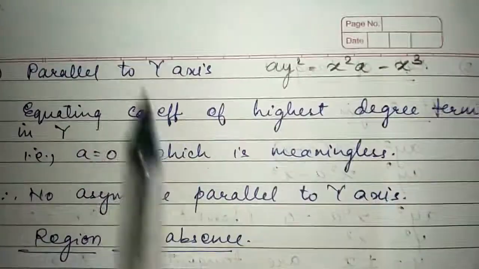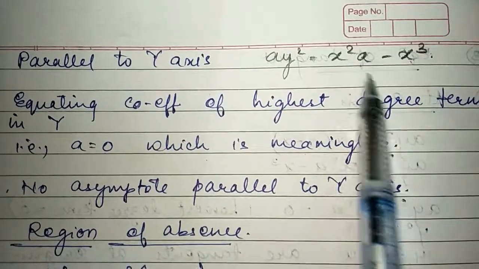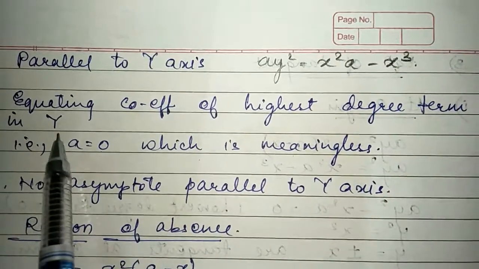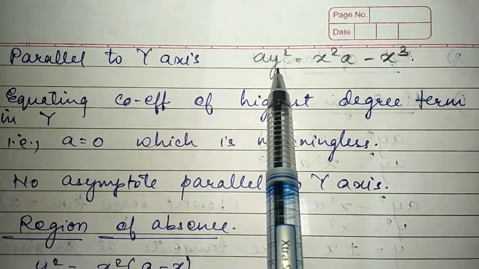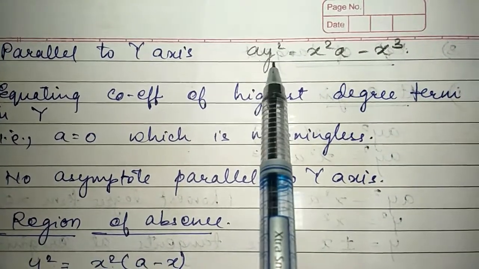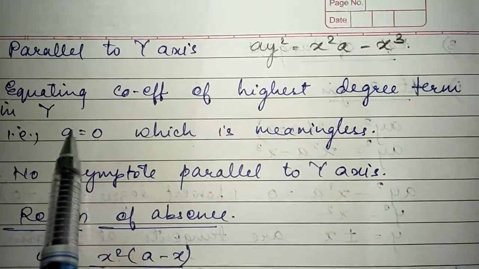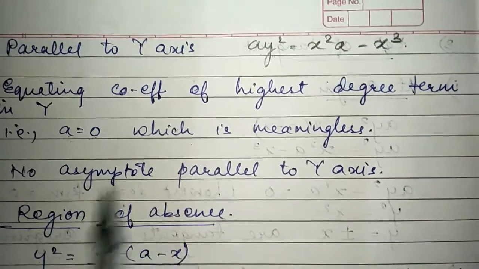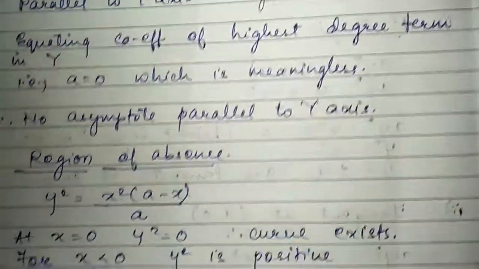Now we have to find whether there is any asymptote parallel to the y-axis. Again, here we'll equate the coefficient of the highest degree term in y to 0. The highest degree term in y is this, a y square. So the coefficient of y square is a. So we'll equate a to 0. But since a is a constant, it cannot be 0. So this is also meaningless. So we can say there is no asymptote parallel to the y-axis.